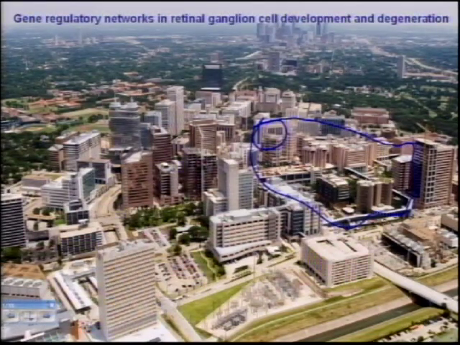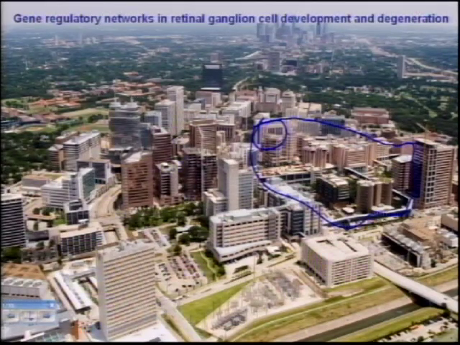So today, I'm going to try to give you an overview of the development of the retina, the vertebrate retina. And our interests are in transcription factor networks that control the development of ganglion neurons in the retina. And I'm going to tell you about ganglion neurons. If you don't know, I'm going to tell you more about it as we go along.